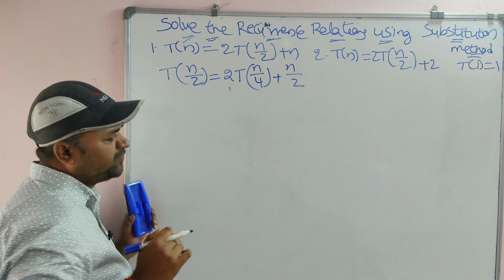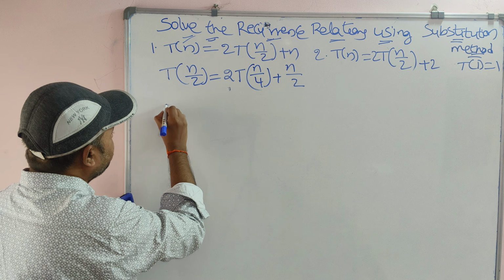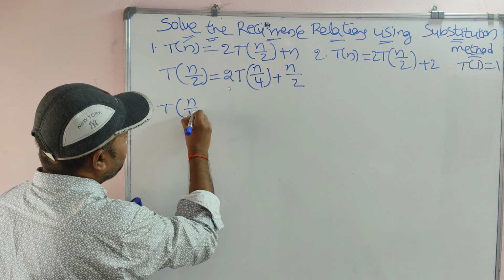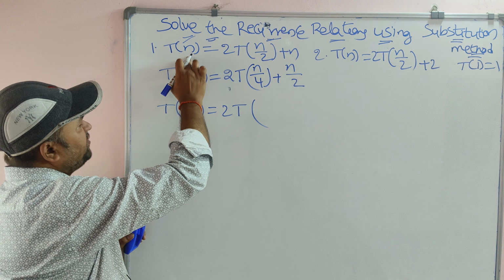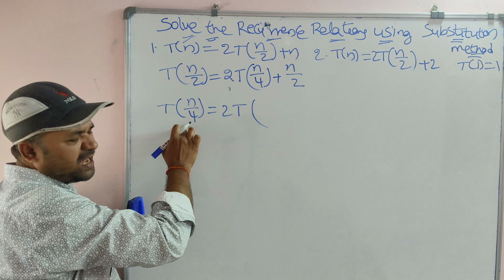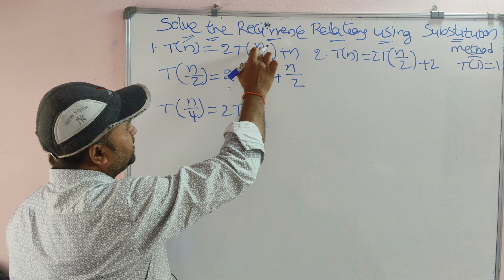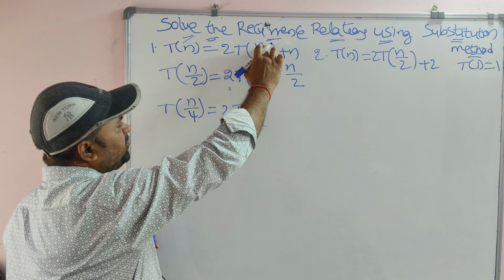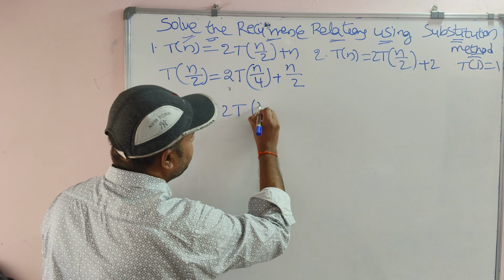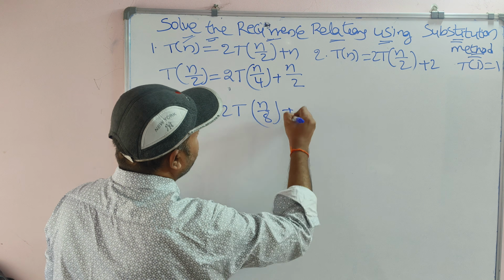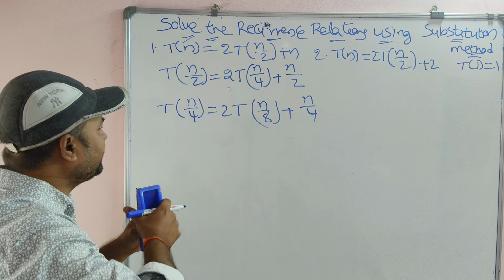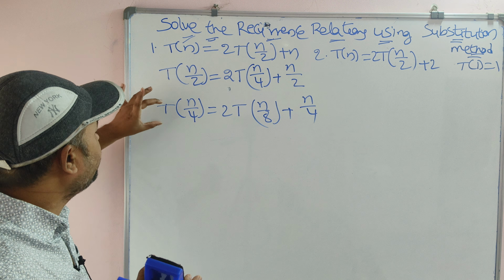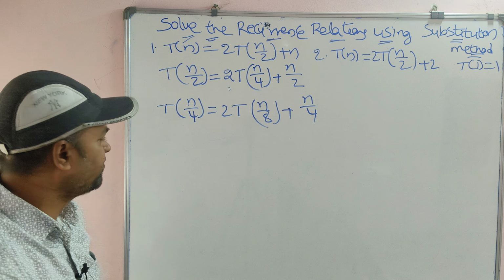Here we have n/4, so let us derive the formula for n/4. T(n/4) = 2T of, we know T(n), so in place of n, we have to substitute n/4. n/4 by 2 means n/8, plus in place of this n, substitute n/4, so n/4. Now let us substitute T(n/2) and T(n/4) in this formula.